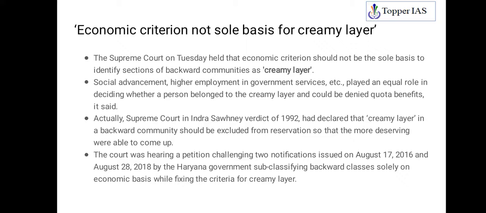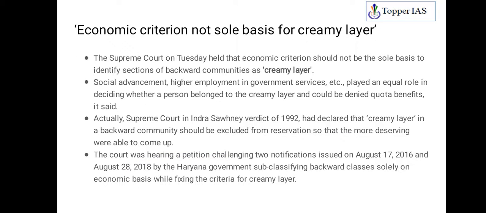See, basically reservation benefits are given to communities. So within that backward classes, a certain section are not given benefits, and these groups are considered to be under creamy layer. So what is the criteria on which you decide that certain section of people are under creamy layer? So that was the thing. Actually, Haryana government has passed two new notifications. So under that, what they said was based on economic criteria, they were classifying section of people as creamy layer.